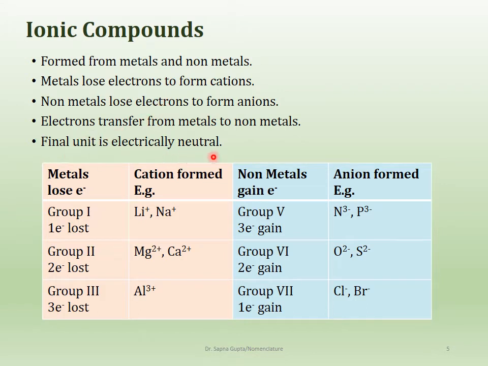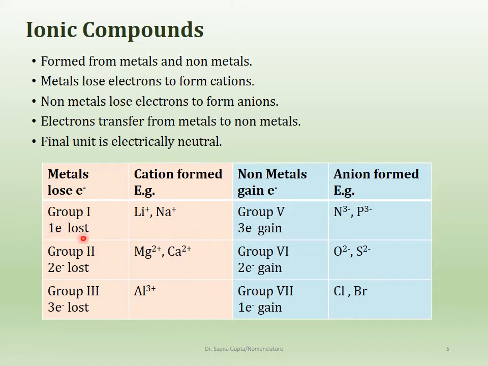And then the final unit that is formed should be electrically neutral. If it has a charge, then it will still be an ion. Whether it's a positive ion or a negative ion remains to be seen, but it will still be an ion. It will not be just a compound. It can still be a compound, but it will also be an ion.